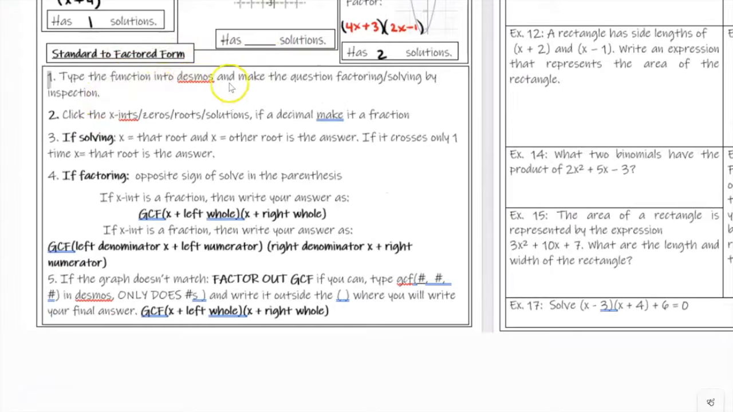So you type the function into Desmos, you make the question look like factoring or solving by inspection because you can see the graph. The important thing is to make sure you're always checking your answer, because if a graph doesn't match, you have to do one last thing on step number 5. So we're going to go through them.